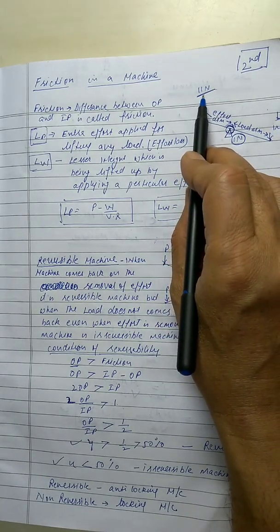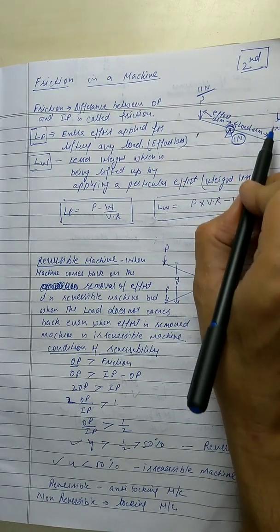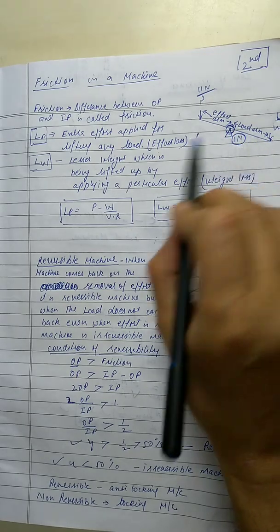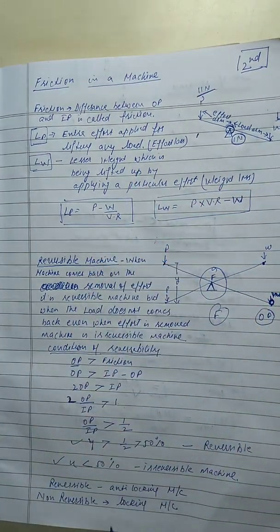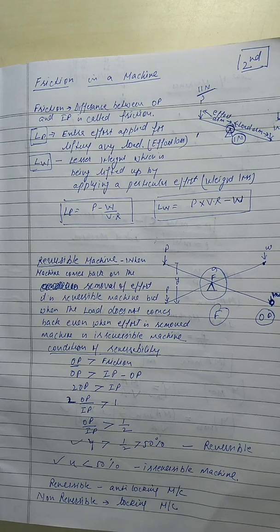Our applied force or effort will always be more as compared to the weight which is being lifted by a machine. In this case, the output of a machine is always less as compared to the input. That difference between input and output is due to friction, and it can be the definition of friction also. That is, the friction in case of a simple lifting machine can be defined as the difference between the input and output of the machine, because the difference is due to friction.